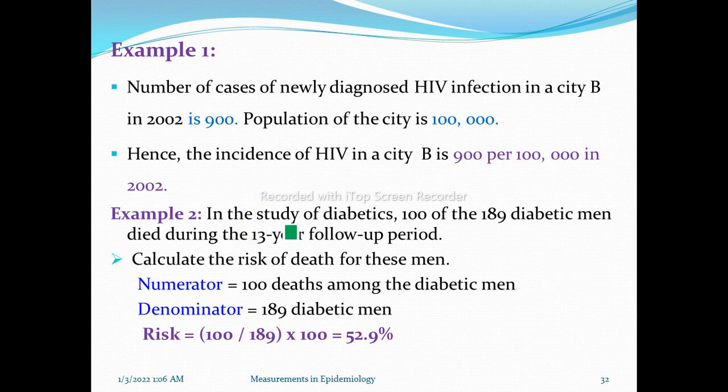Another example: in a study of diabetes, 100 of 189 diabetic men died during a 30-year follow-up period. Calculate the risk of death for these men. The numerator is 100 cases, the denominator is 189. So risk is 100 over 189 times 100, which is 52.9%.